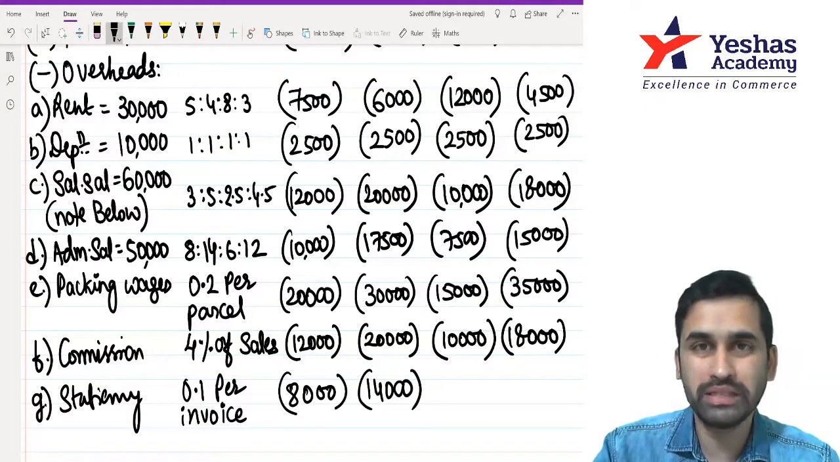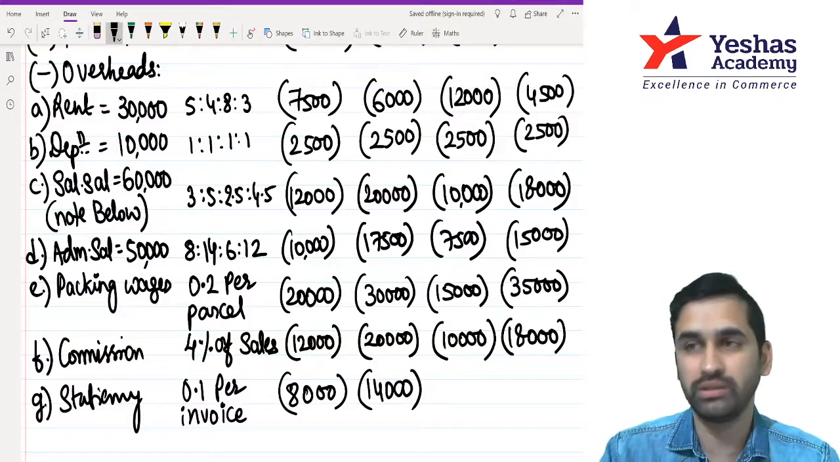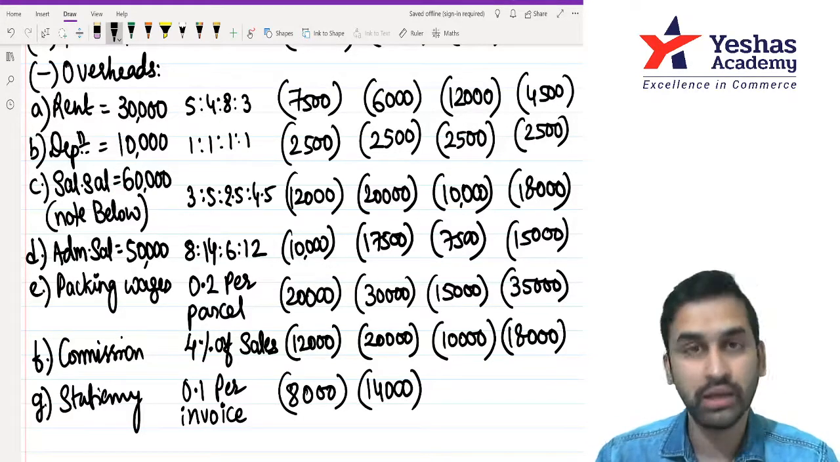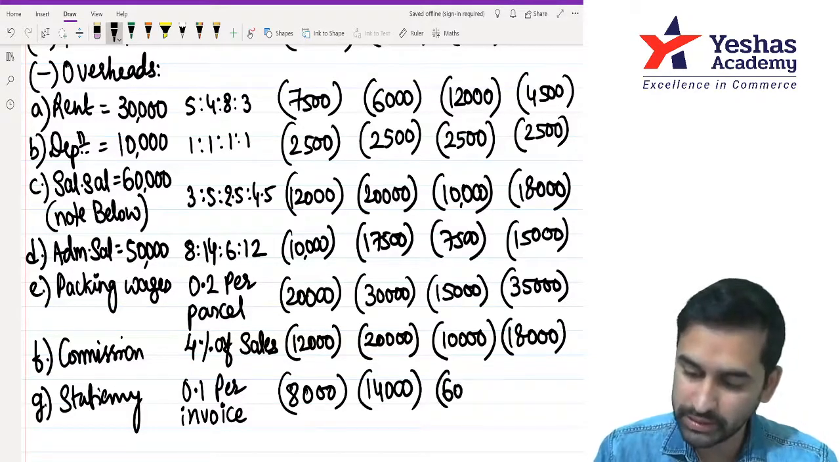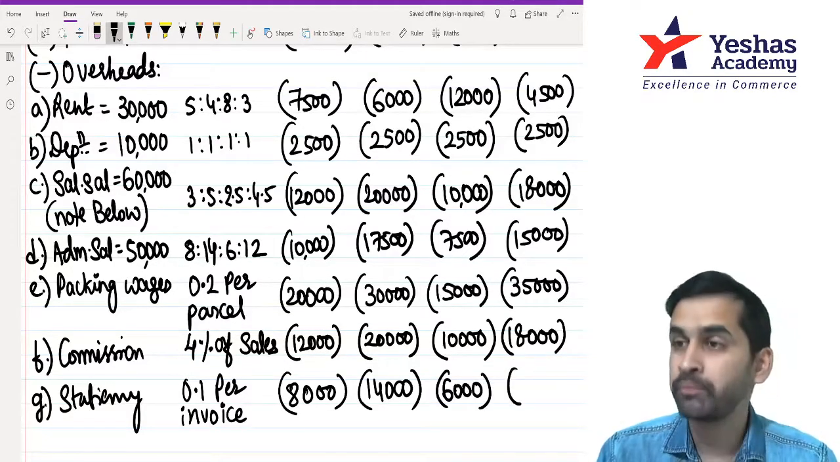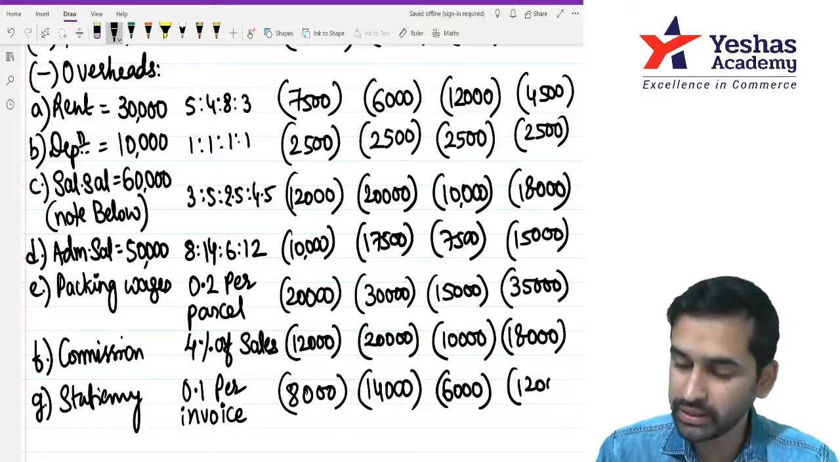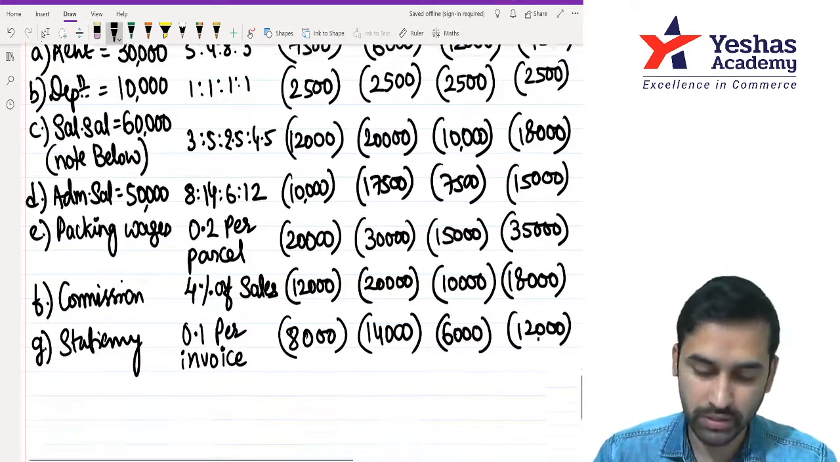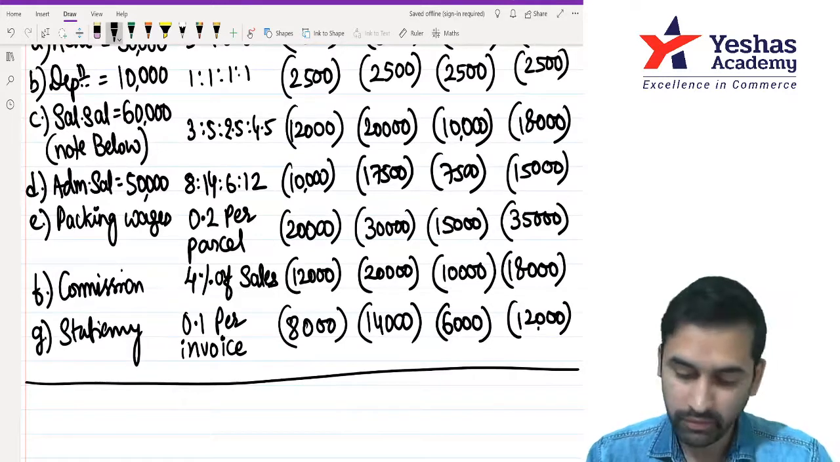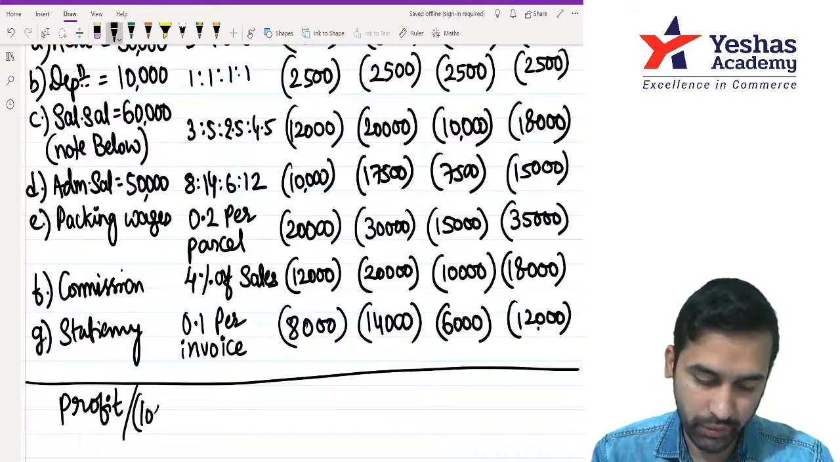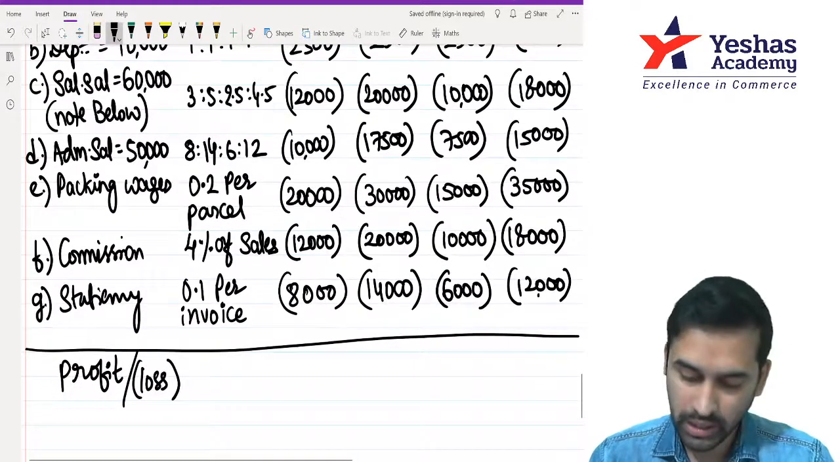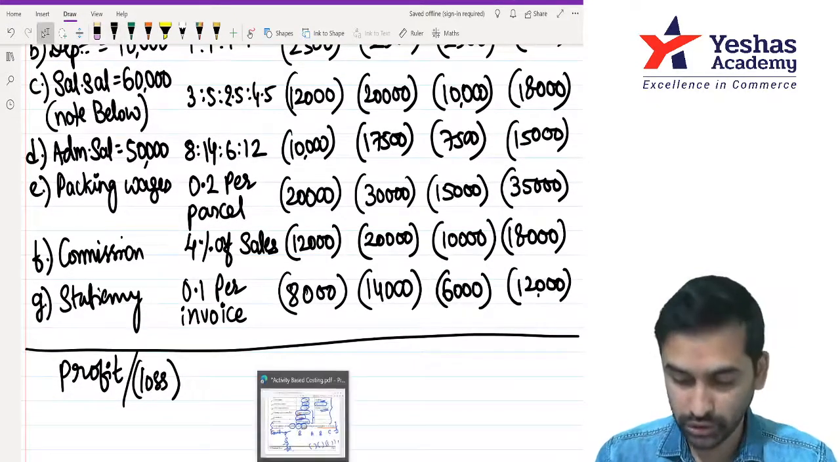0.1 means 1 zero less. So whatever number of invoices, 1 zero less. So 1,40,000 I am writing as 14,000. So 60,000 will be 6,000. 1,20,000 will be 12,000. I think with this we are done with all the items. So the difference now will be profit or loss, and I'll just go back to the question.